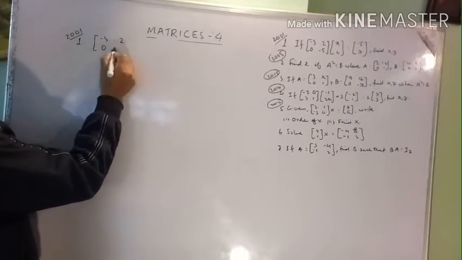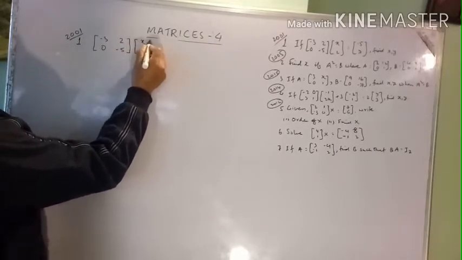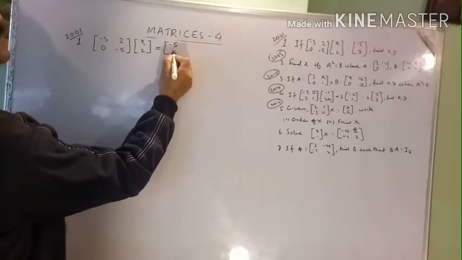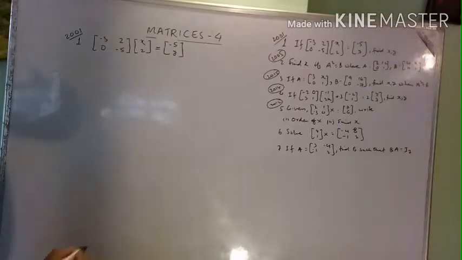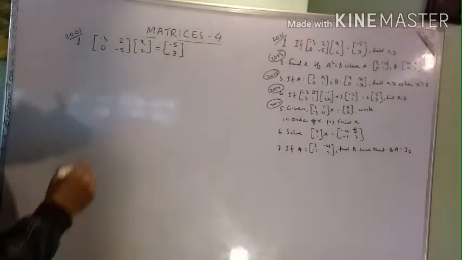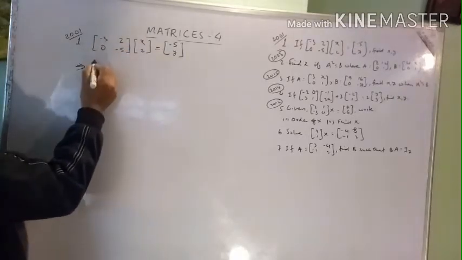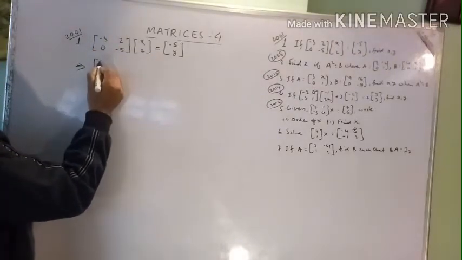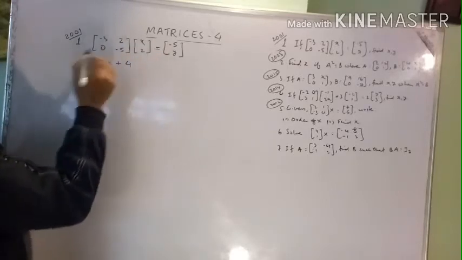[-3, 2; 0, -5] into column matrix [x; 2] is equal to [-5; y]. Now matrix equation is given, so we have to find the values of unknown quantities x and y. Equal to sign is already used, so we write implies sign here. Now multiply these two. When you multiply row into column, -3 into x is -3x plus 2 into 2, it is 4. Only one column, so it's finished.